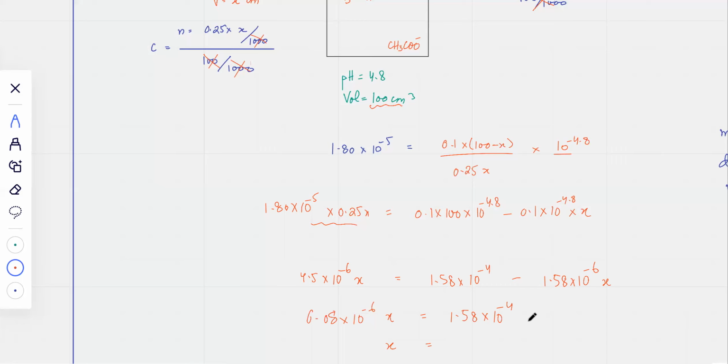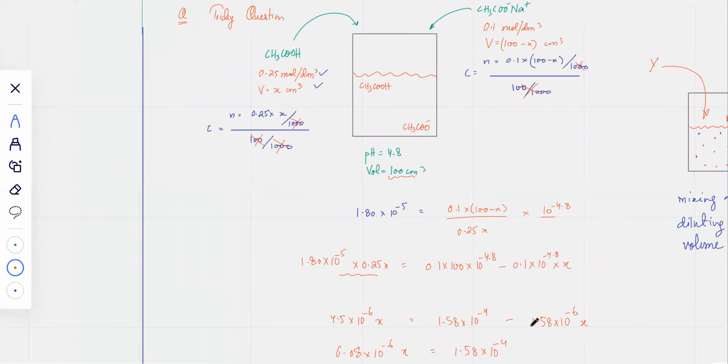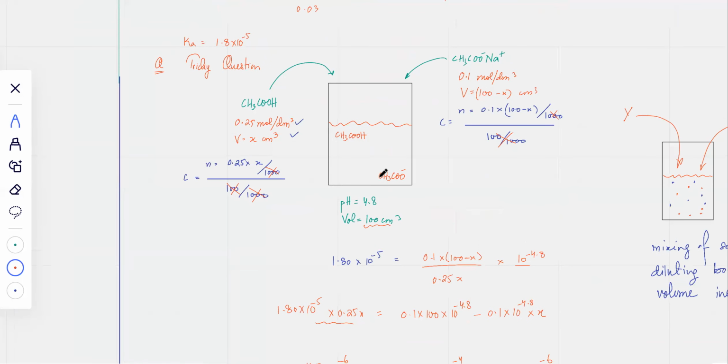What's the answer now? 25.9. Kitna? See, now it's 25.9. Yes, sir. See, that makes sense. So I think this is the correct answer. That x comes out to be 25.9 because the total volume is 100 cm cube. So there's 25.9 cm cube of this, and the rest is 74.1 cm cube of this. Is this clear?